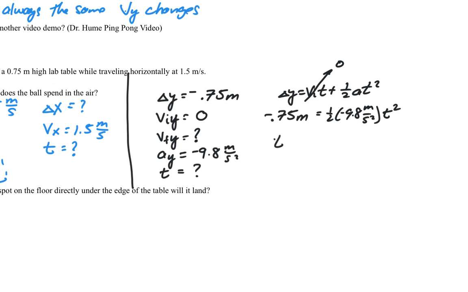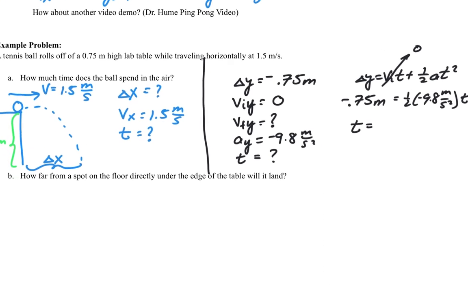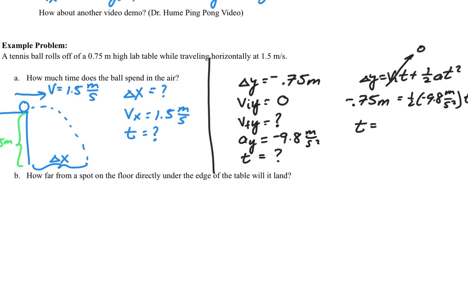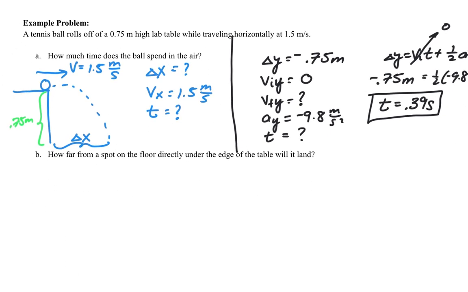Go ahead and plug that into your calculator, see what you get, and then come back and check the results. All right, you should have gotten the time is 0.39 seconds. And that's what they were asking for in the problem. That's how much time the ball spends in the air.